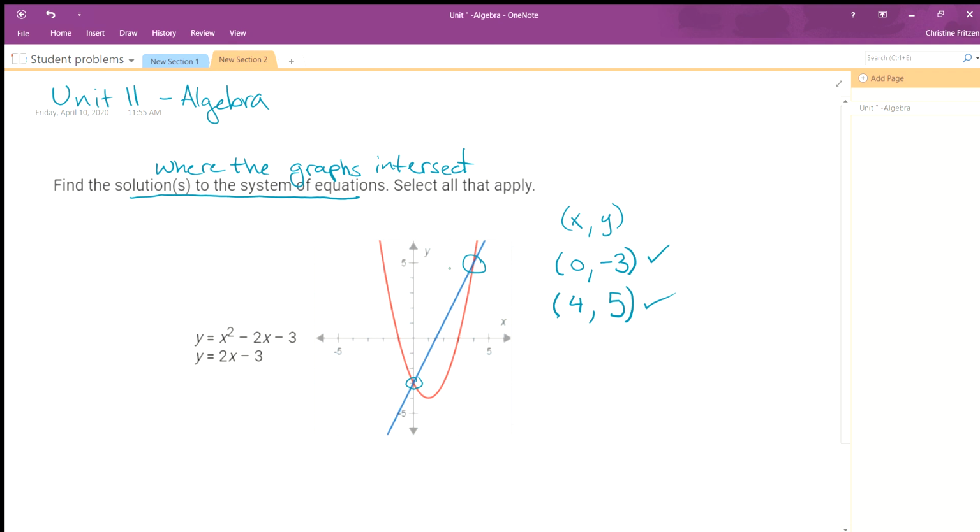So there you have it. The solution to a system of equations is where the graphs intersect. There may be more than one if they intersect at more than one spot.